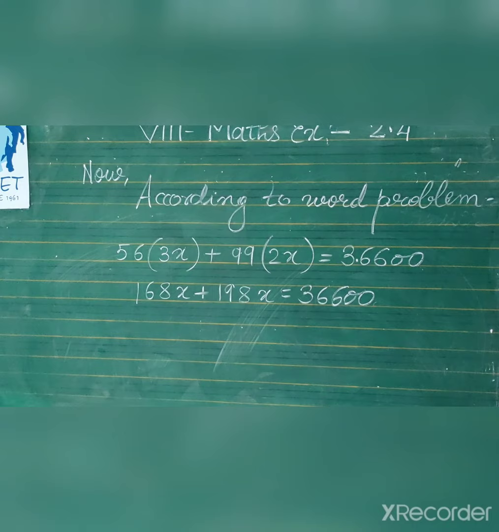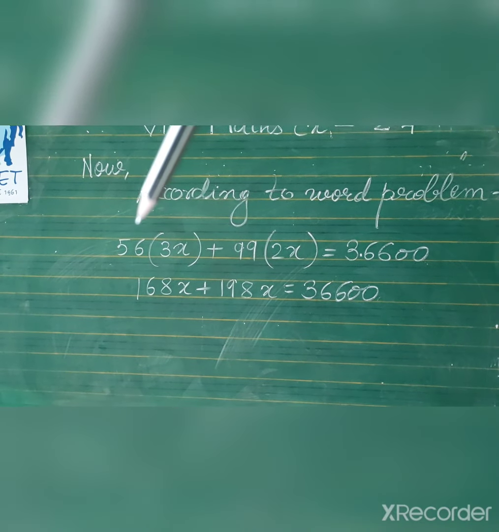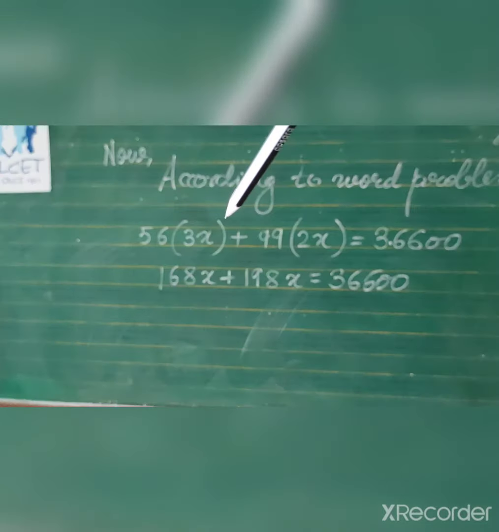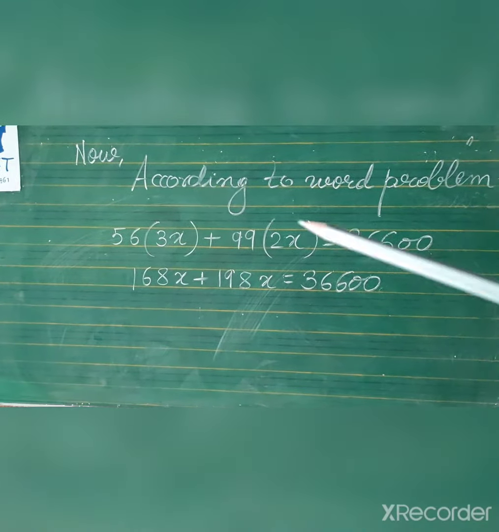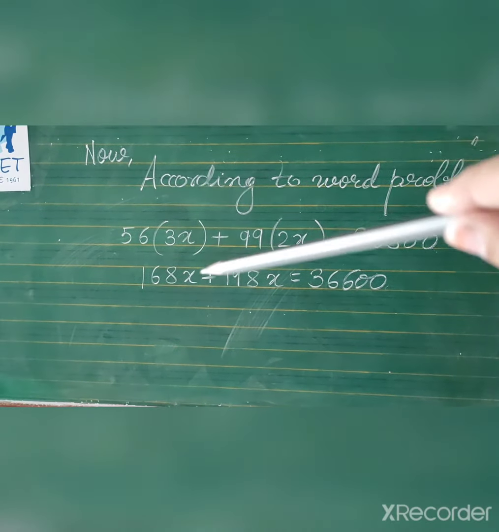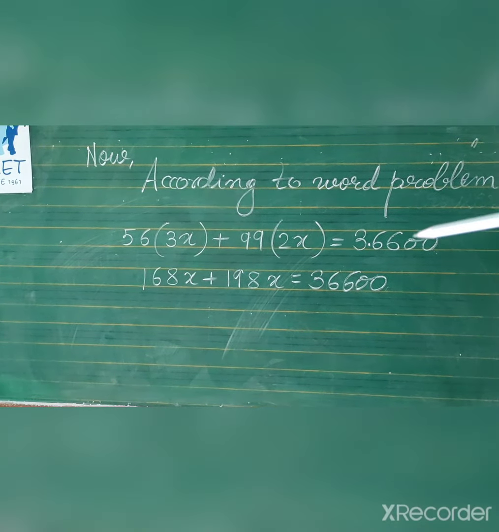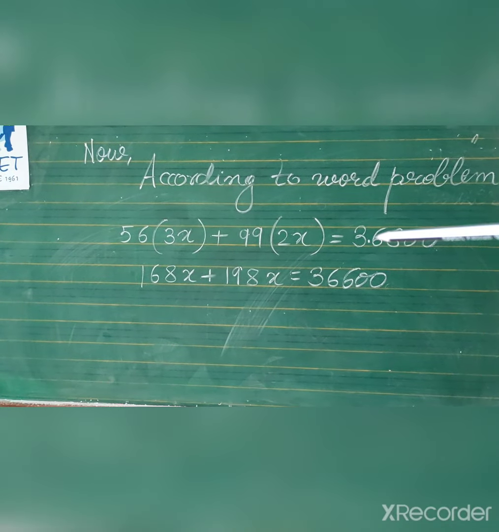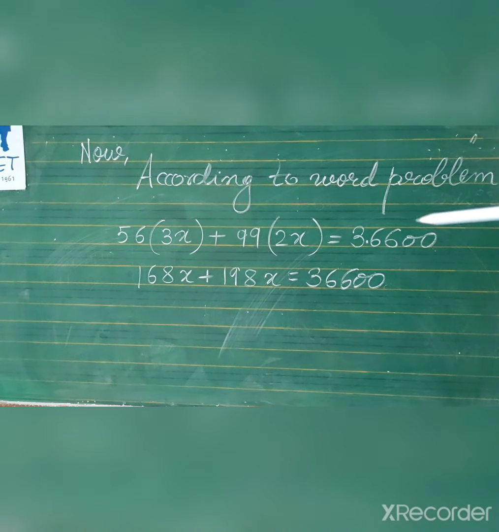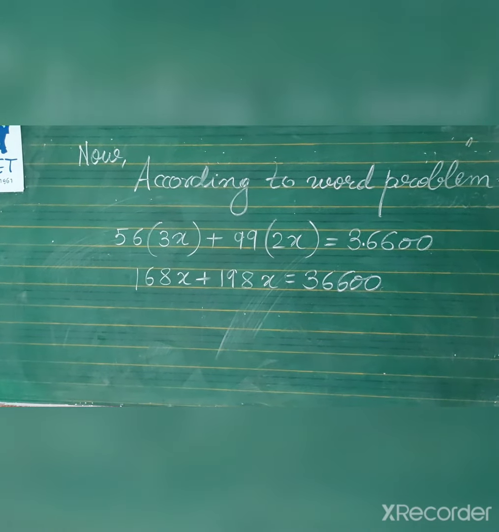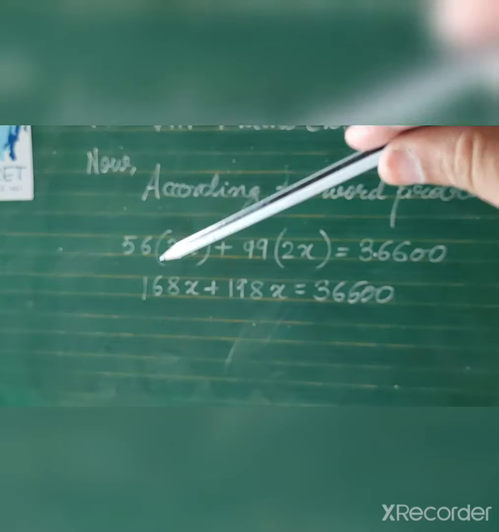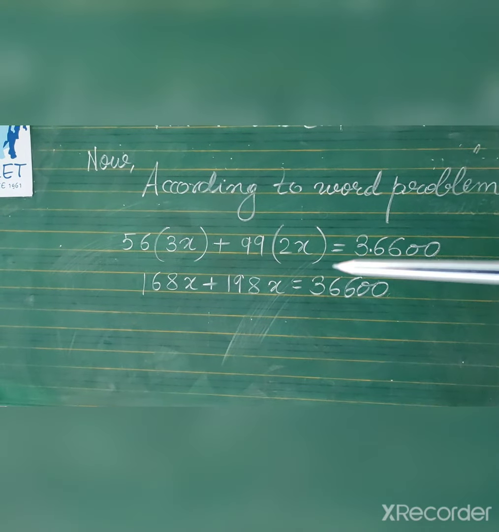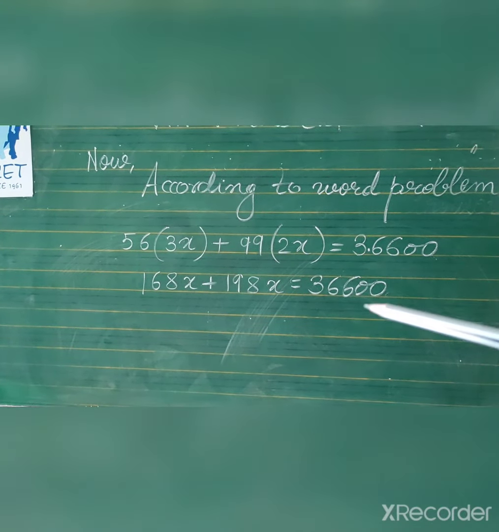Now according to the word problem, the selling price of 1 meter of shirt material is 56, and he purchased this much. So the selling price of this much shirt material is 56 into 3x. Similarly 99 into 2x. And the total sale is 36,600 rupees. It is not a decimal, by mistake you can see a dot here, by mistake when I was rubbing the board. So 56 into 3, 168x plus 99 into 2, 198x equal to 36,600 rupees.